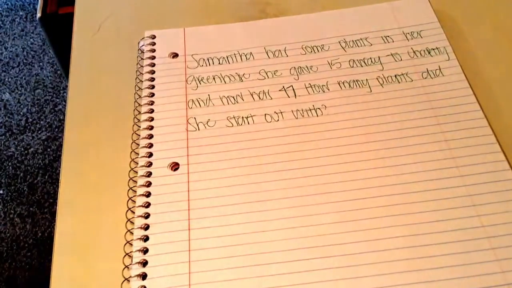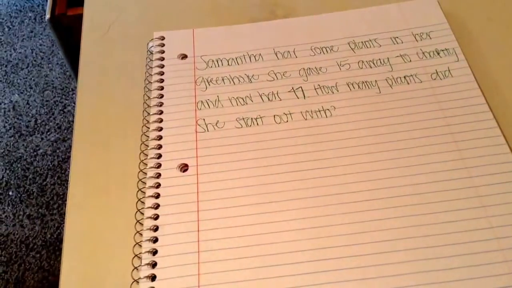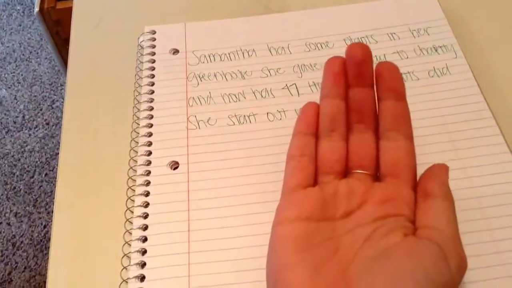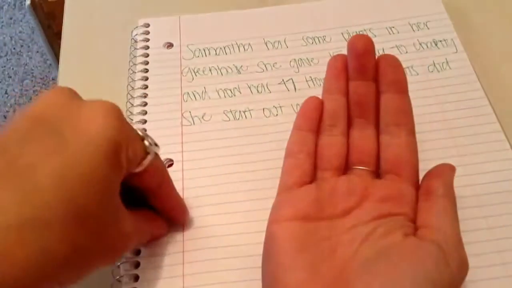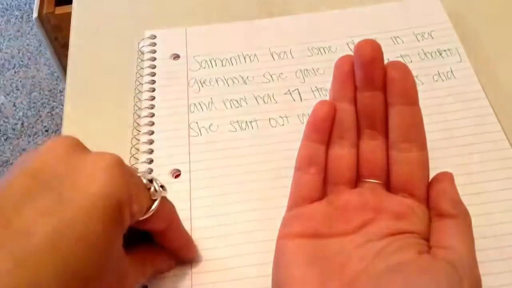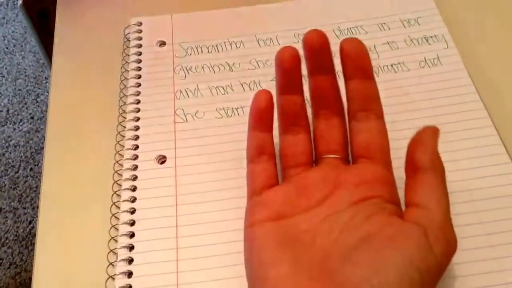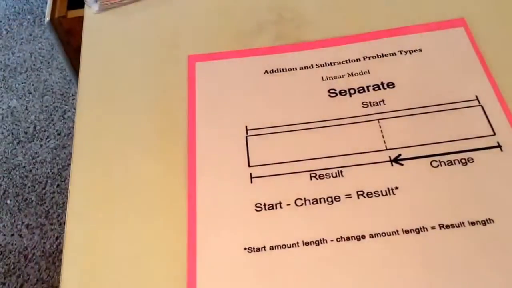So using our hand gestures, we see Samantha has some plants in her garden and she gave away 15. That giving away 15 tells us that it is going to be a separate, and we're going to use the linear model for the separate.